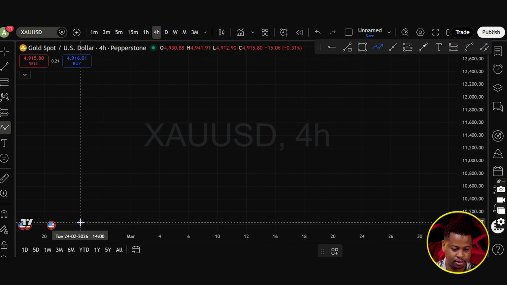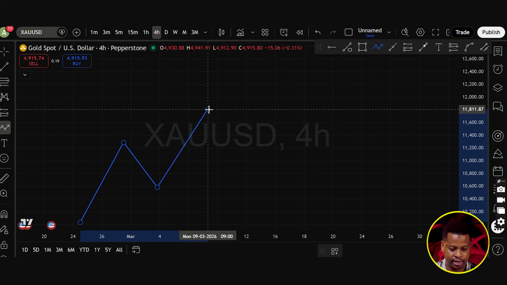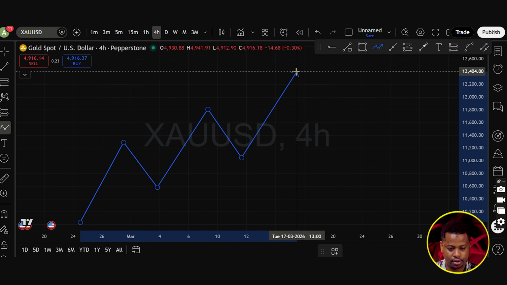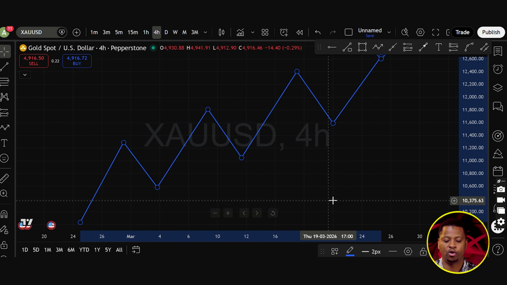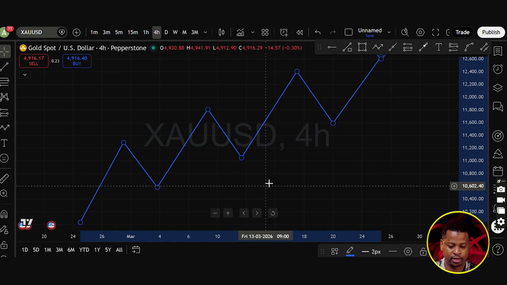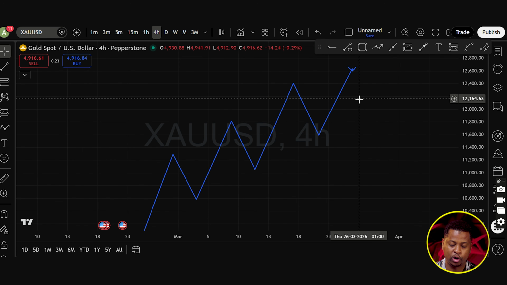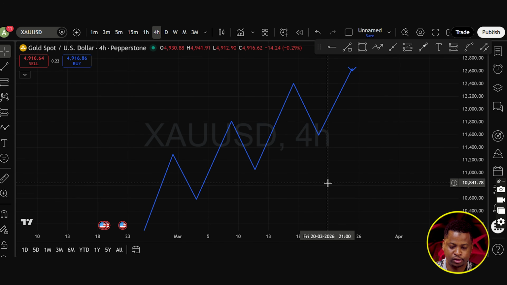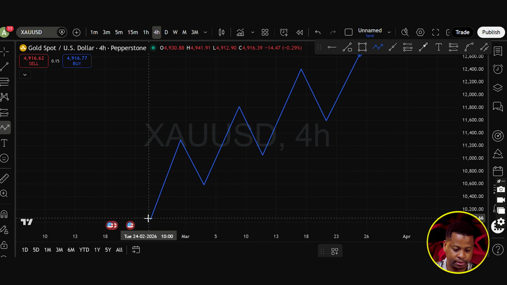You're going to realize that the H1 will do something like this: higher high, higher low, higher high, higher low, higher high, higher low, and higher high. Now let's assume this is the weekly time frame. This being the weekly time frame, now we go to the daily time frame. What is going to happen in the daily time frame will be something like this.